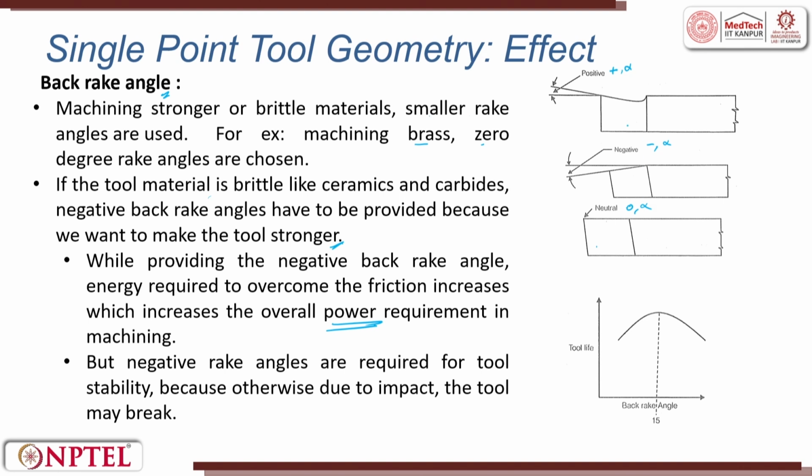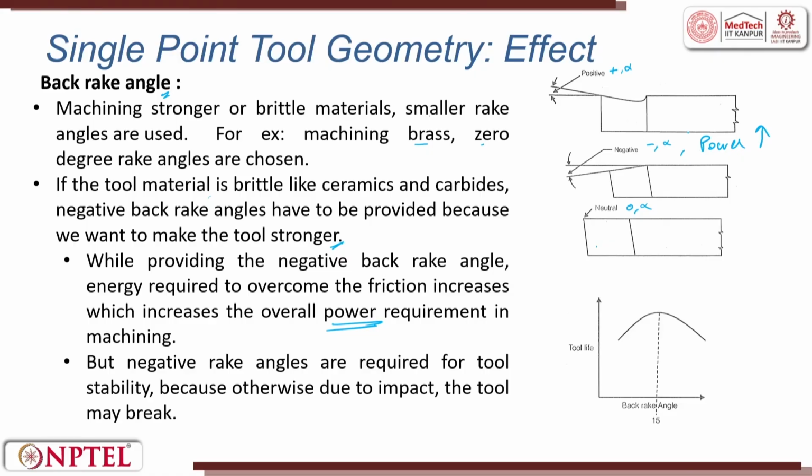So, when we use a negative rake angle, the power increases because there is a large area of contact, right? This is negative, this is zero, this is positive. When there is more contact of the tool with the workpiece, a lot of power is required. But negative rake angles are required for tool stability. So, when you do a depth of cut, you will try to have a stronger tool. Otherwise, due to impact, the tool might break.